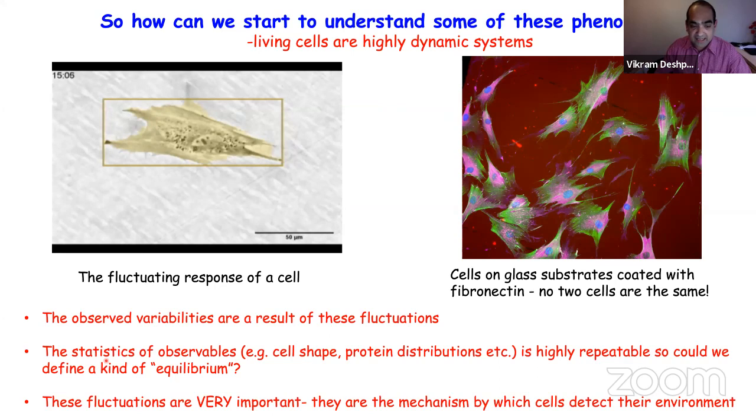So what we want to understand is that while the statistics of the observable, suppose we observe cell shape and we say what is the average cell shape or what is the average protein distribution, that's highly repeatable, but there's a huge variability in it. So the question is, if the statistics are observables, can we define some kind of equilibrium to understand these statistics? And we cannot really ignore these fluctuations because these are the mechanisms by which cells explore their environment and things like that. So it's really important to understand where these fluctuations are coming from and how we can include them in different models.